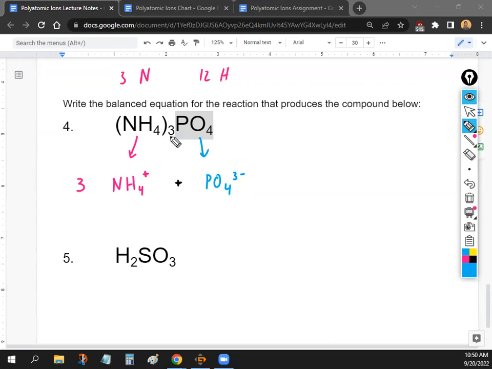This number right here tells us that there's 3 of these guys. That's why we put a 3 right here. Thanks for checking, guys. If you have questions, let me know. Okay, and then for the product, the thing that we make, it's pretty easy. We just copy this down. We make (NH4)3PO4.